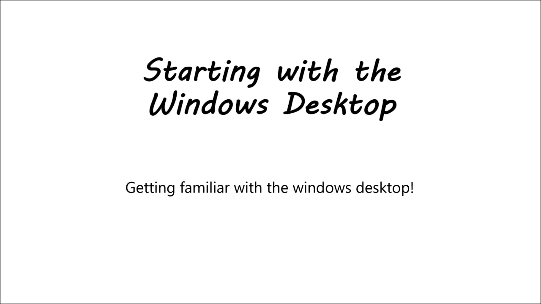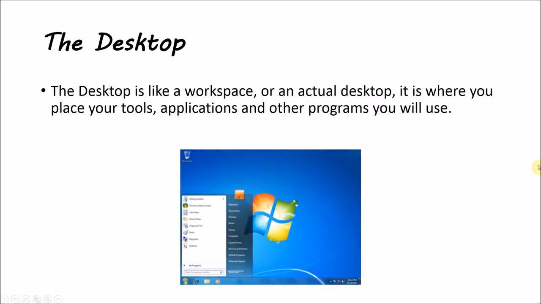Hello and welcome back. In this video we're going to start with the Windows desktop, your computer home. So to start here, what is the desktop? Well, the desktop is kind of like a workspace. You can actually think of it like the desktop of your desk. When you have something you're working on, you put your tools there and everything that you need to do your work. Now the Windows desktop is kind of like a digital version of that. So you would have access to your programs and other things you may need.